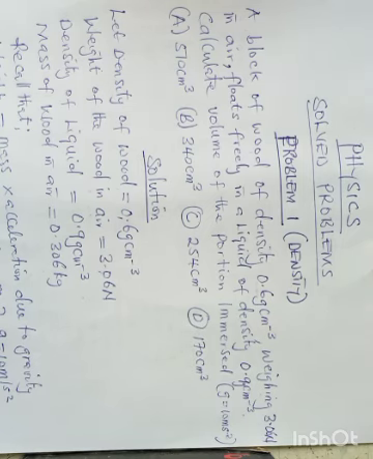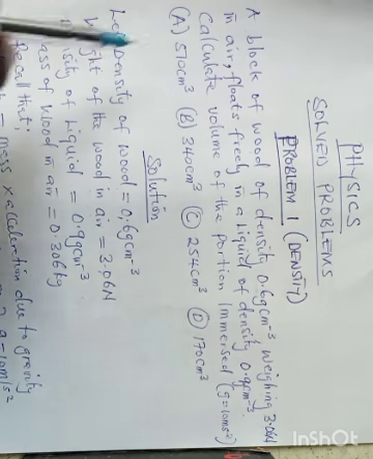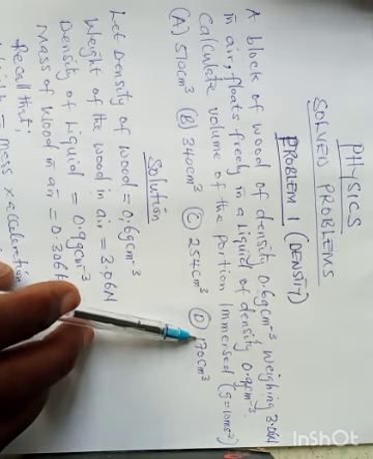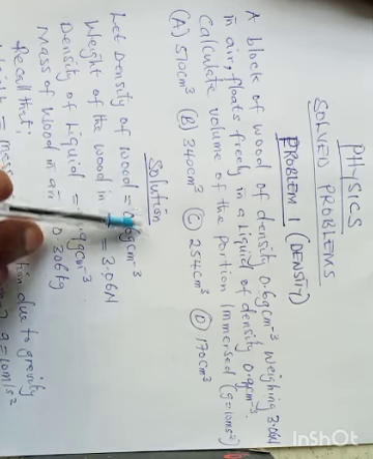A block of wood of density 0.6 gram per centimeter cube, weighing 3.06 Newton in air, floats freely in liquid of density 0.9 gram per centimeter cube. Calculate the volume of the portion in mass, taking g equals 10 meter per second square. These are the options that are given. Now, the solution to this problem.